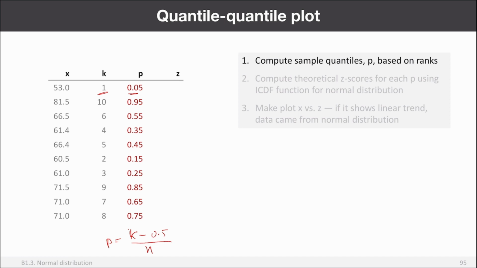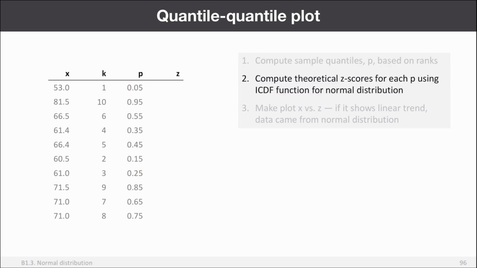Now I can compute theoretical quantiles, because now I assume that my data indeed came from a normally distributed population. What does it mean? For example, how do I find the theoretical quantile here? I use a quantile function for a normally distributed population. I say, find a Z-score which corresponds to 5% area on the left. And that Z-score, the theoretical quantile, will be minus 1.6.